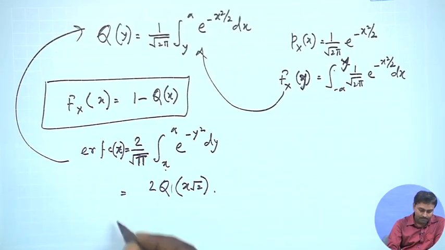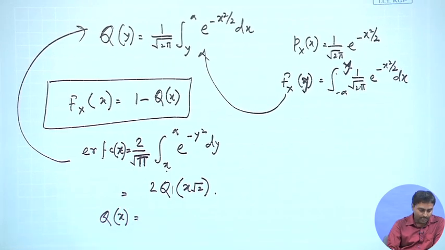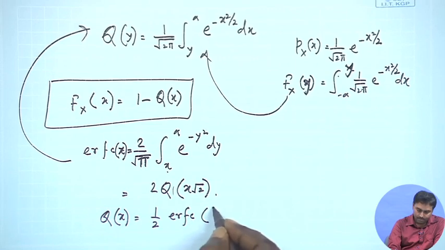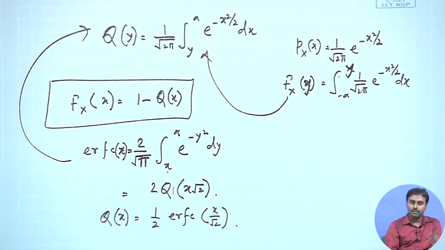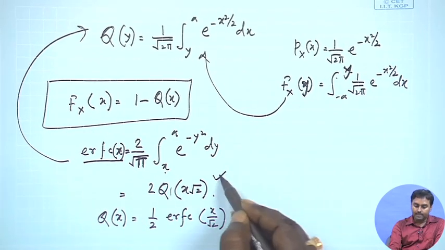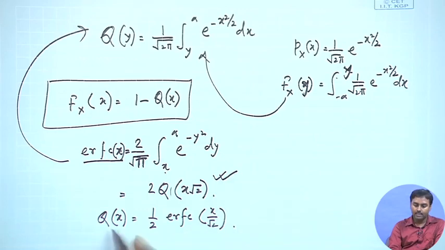You can also write this Q(x) as half, just the reverse thing. Here, ERFC was written as a function of Q(x), and we are just doing the reverse, the same thing, just a manipulation, whether I should put x by root 2 or x root 2. If you just put that, automatically you can manipulate and get this relationship.